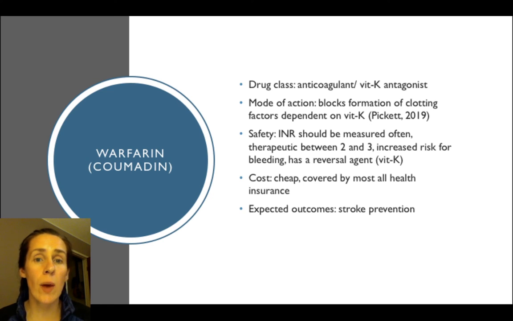Warfarin is an anticoagulant or a vitamin K antagonist. Its mode of action is that it blocks formation of clotting factors dependent on vitamin K. The INR should be measured often with a therapeutic range between 2 and 3. And warfarin, if you take it, increases the risk for bleeding, but it does have a reversal agent, which is vitamin K. It's cheap, it's covered by most all health insurances, and the expected outcome when taking warfarin is stroke prevention. And this information helps make sure that objective number 2 is met.